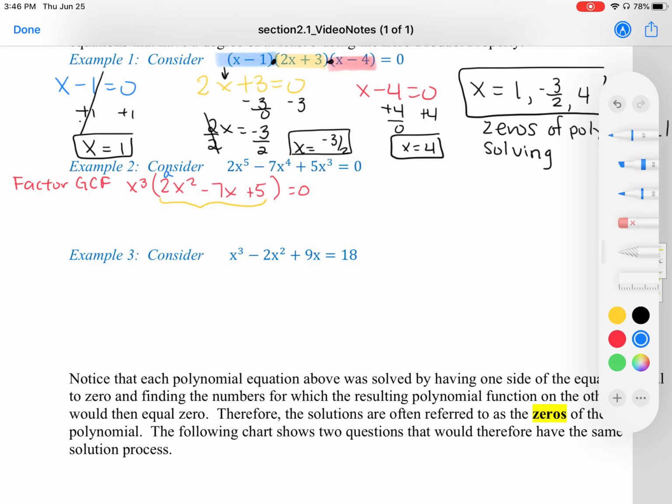I have to multiply my a and my c. 2 times 5 is 10. And think what numbers add up to be your b, which is negative 7. That's negative 5 and negative 2. When I add them, I get negative 7, but when I multiply them, I get positive 10.